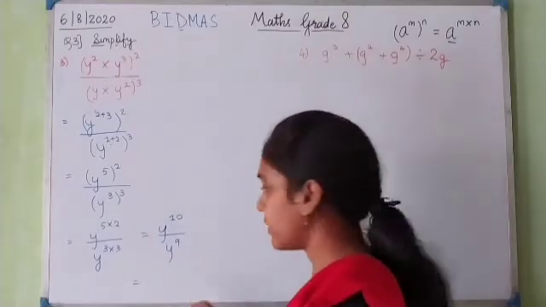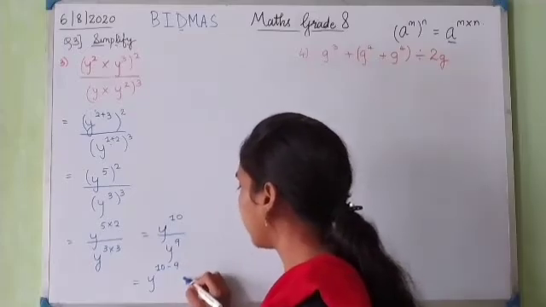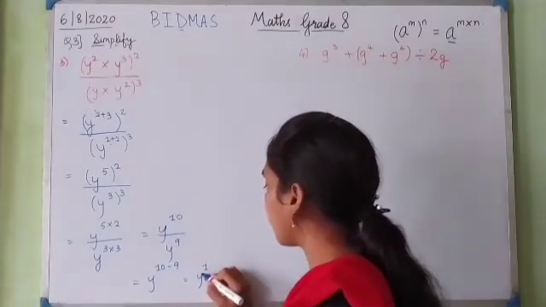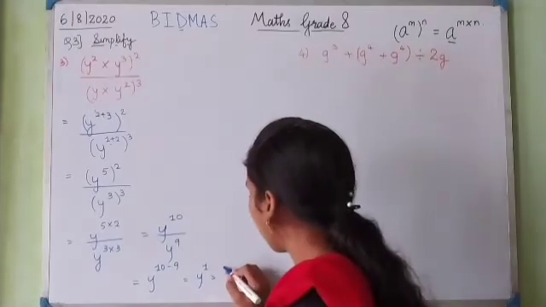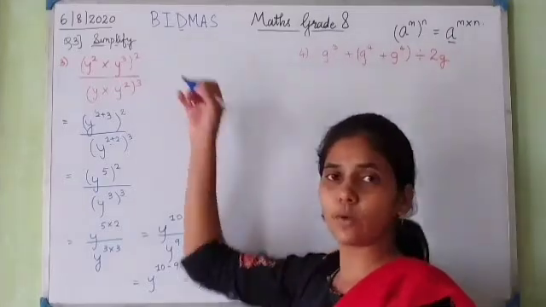We subtract their powers, right? So this becomes y raised to 10 minus 9, right? So y raised to 10 minus 9 is 1. So it is y raised to 1. So we can simply write this as y. So this is our simplified answer for this question.